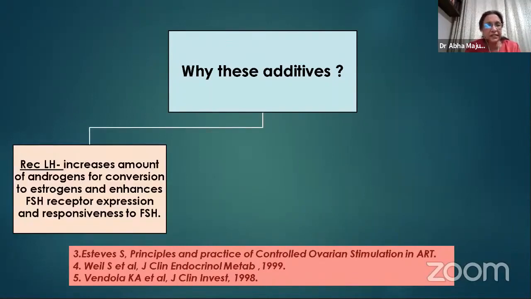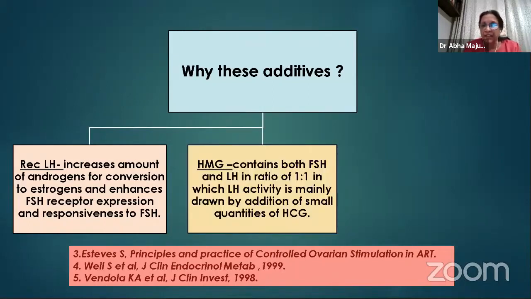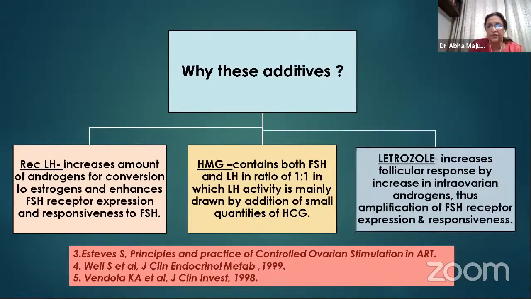But why these additives? Recombinant LH increases the amount of androgens for conversion to estrogens and enhances FSH receptor expression and responsiveness to FSH. HMG contains both FSH and LH in a similar ratio, and LH activity is mainly drawn by addition of small quantities of HCG, which again increases the androgen substrate. Letrozole increases follicular response by increasing intraovarian androgens, thus amplifying FSH receptor expression and responsiveness.